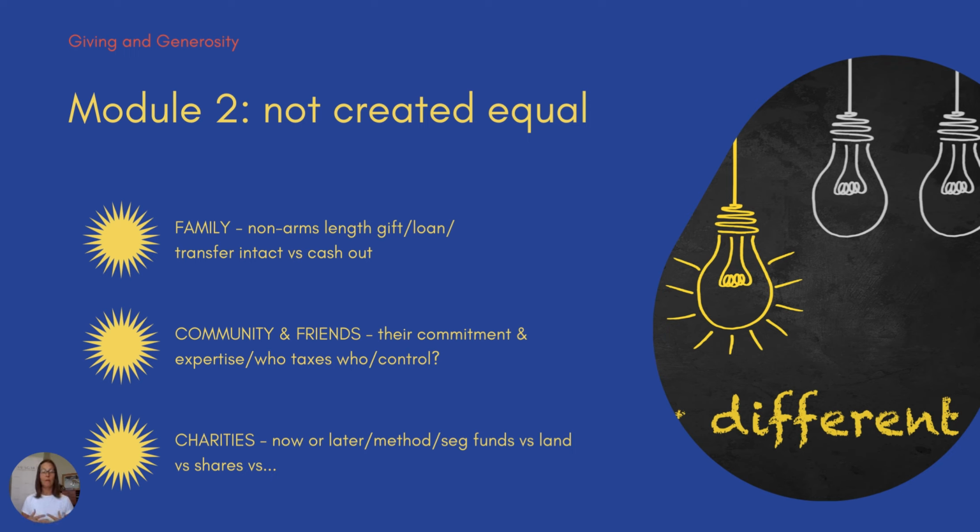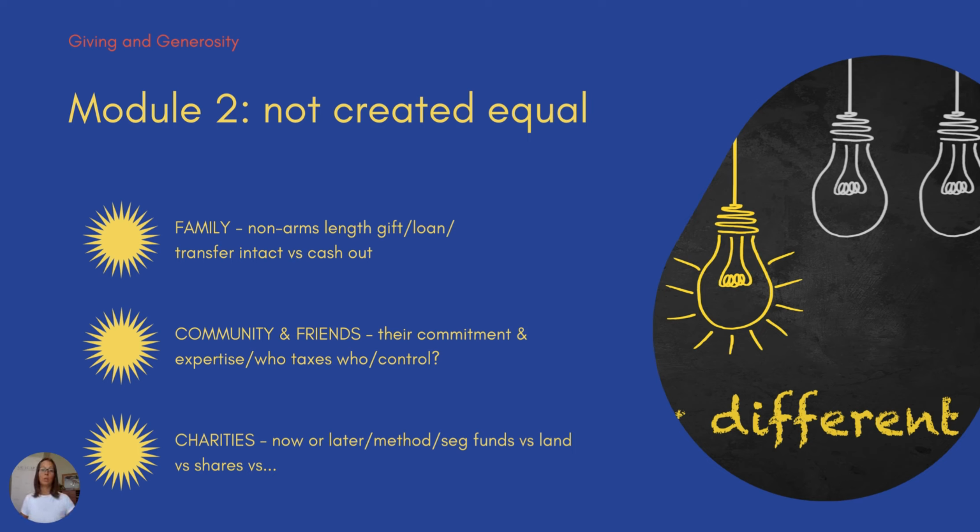So if I give money to my husband and he invests it, did you know that the growth on that is actually taxed back to me? As we learned in Module 1.1 and 1.2, we want to go back to our why. Why am I giving this money to my family member? And is it important that this gift is happening to somebody who is not at arm's length? Because what are they going to be doing with it? What's the intent for them to do it?